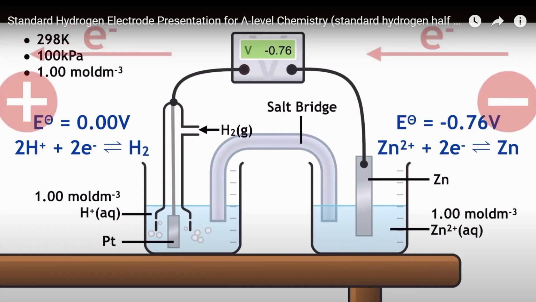Is that, let's see, is that a reduction potential or an oxidation potential, the negative 0.76 volts? Think about it, chat with your neighbor.